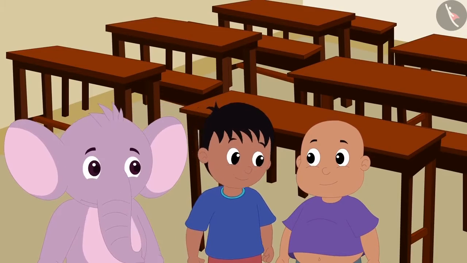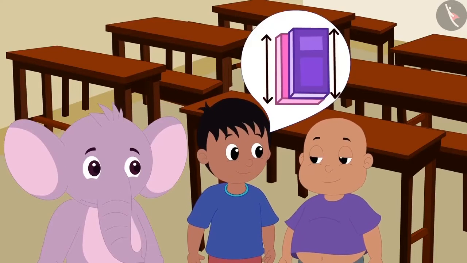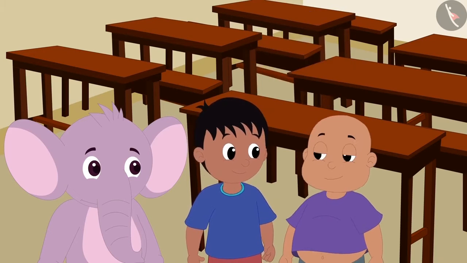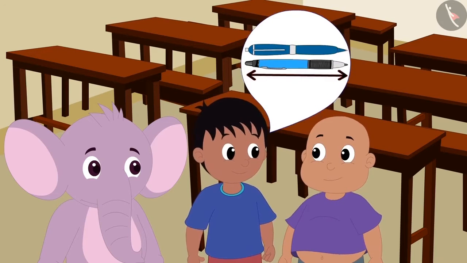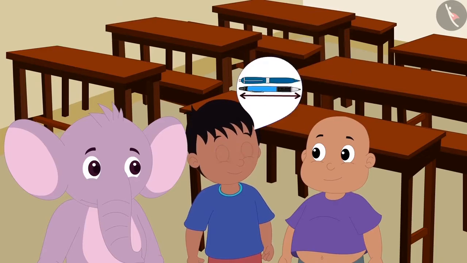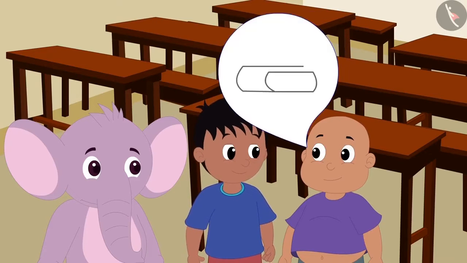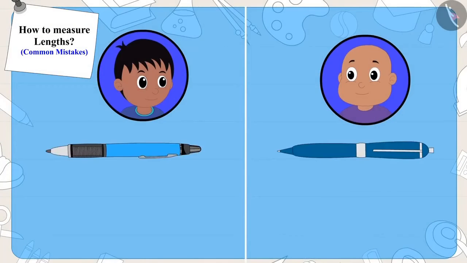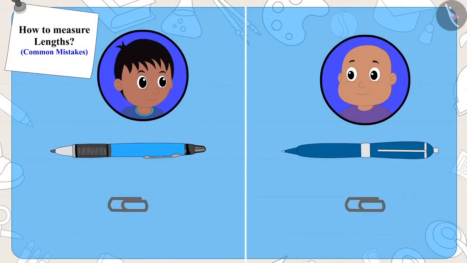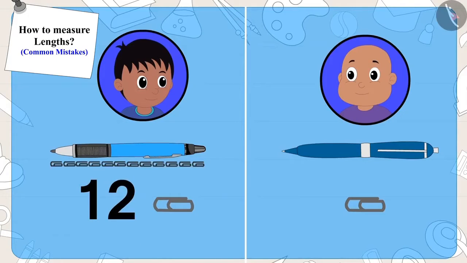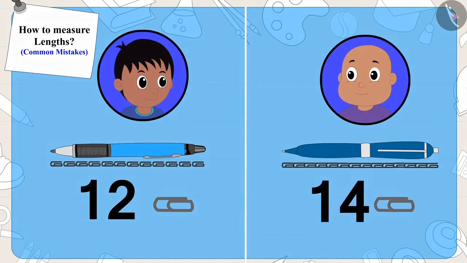Now Raju told Bablu that maybe their notebooks might be of the same length. His pen is definitely longer than Bablu's. Bablu told Raju, why can't they measure the length of the pen using a paper clip? Both of them took similar paper clips and measured their pens. Raju said his pen was 12 clips long and Bablu said his pen was 14 clips long.